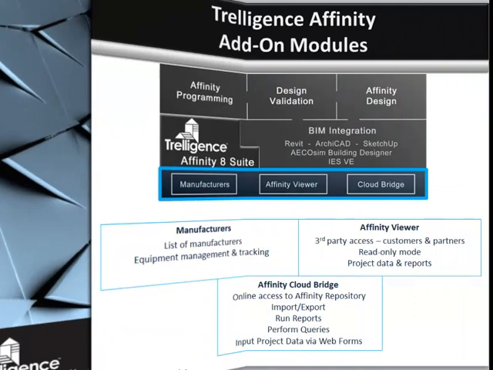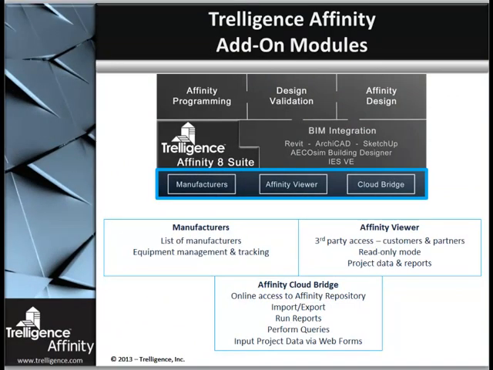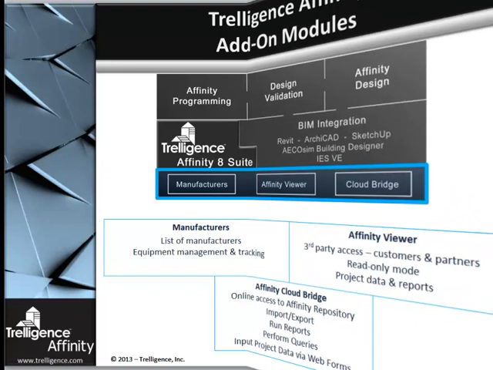In addition to the core modules, Affinity add-on modules are also available. Affinity Manufacturers provides users with an extensive list of manufacturers for detailed equipment management and tracking. Affinity CloudBridge delivers online access to the Affinity repository from any browser and device. It enables the exchange of data through import and export functions, the ability to run reports, perform queries, and the latest update introduces the ability to use web forms to input project data in a structured format. This is especially helpful when collecting project information and requirements from clients. The Affinity Viewer provides third-party access to project data in a read-only mode, so customers and partnering companies can review reports, project data, and designs.